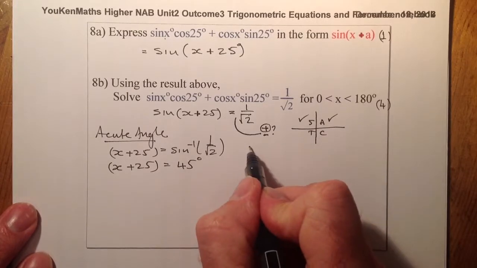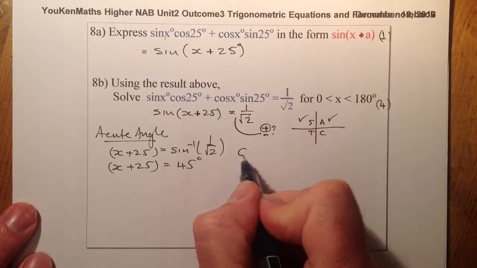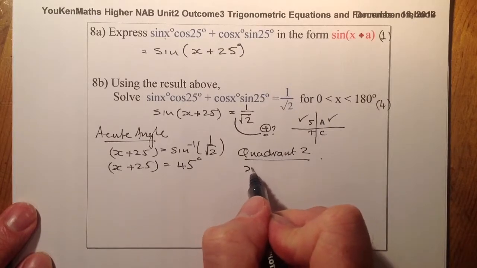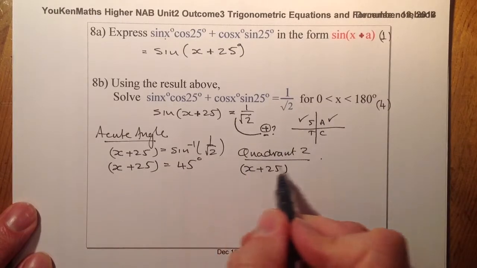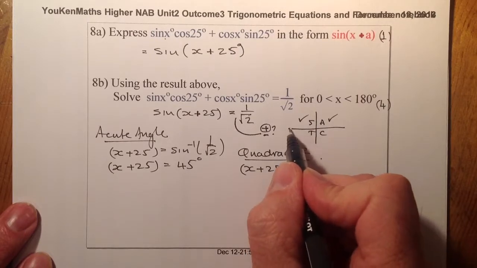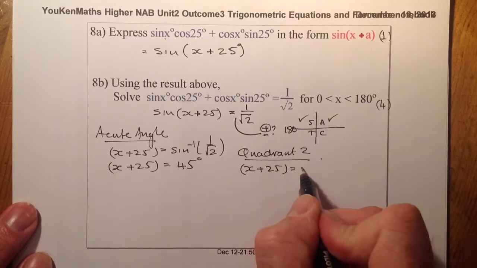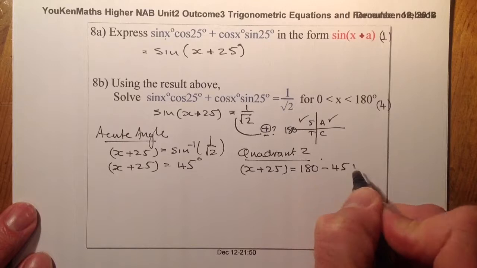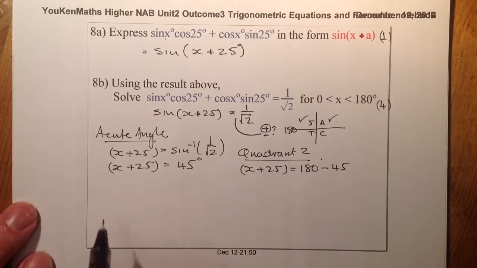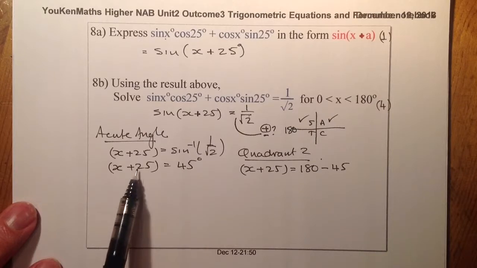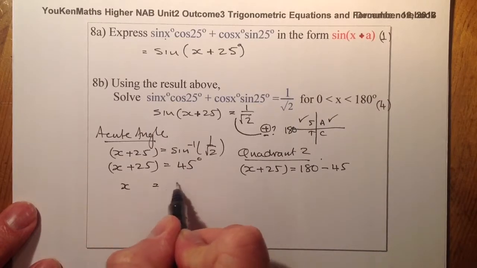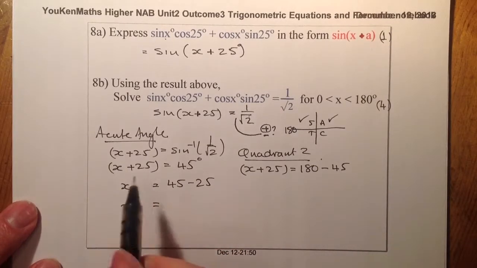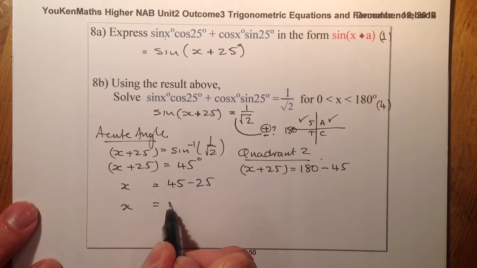The other place I'm going to look is quadrant 2. For a quadrant 2 angle, x plus 25, always working along this line here, is equal to 180 minus the acute angle I worked out, so 180 minus 45. What I'll then do is take that 25 over to the other side. That gives me 45 take away 25, so x in the first quadrant is equal to 20 degrees.